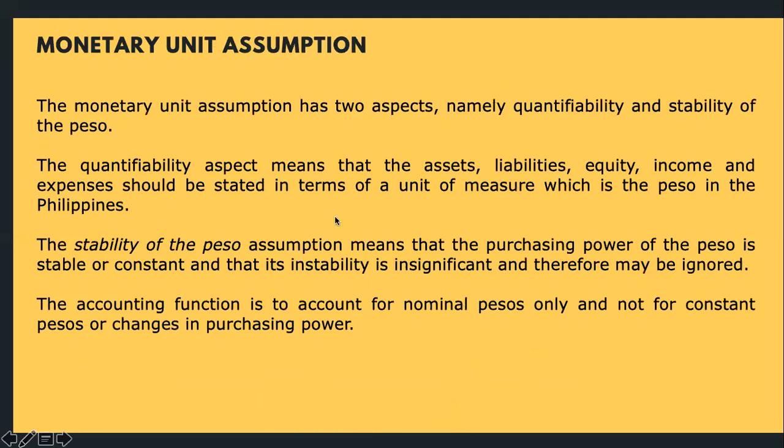Then the last assumption is the monetary unit assumption. You say monetary unit assumption, the monetary unit assumption has two aspects, namely quantifiability and stability of the peso. So, when you say quantifiability aspect means that the assets, liabilities, equity, income, and expenses should be stated in terms of a unit of measure. Since we are in the Philippines, so quantifiability dapat atong panganlan. Di ba? Ang atong asset, liabilities, equity, income, and expenses dapat nakapeso siya in the Philippines.